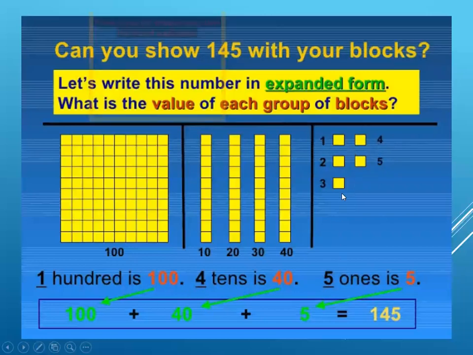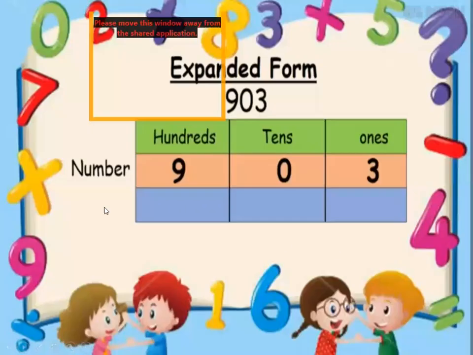Then count how many ones blocks. There are only 5 ones blocks. So we write here 5 ones. 5 ones means 5. So 100 means 100. 4 tens means 40. 5 ones means 5. So we write here 100 plus 40 plus 5. So 100 plus 40 plus 5 is equal to 145.